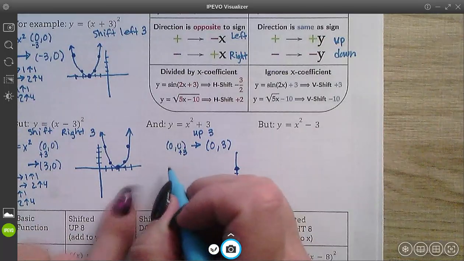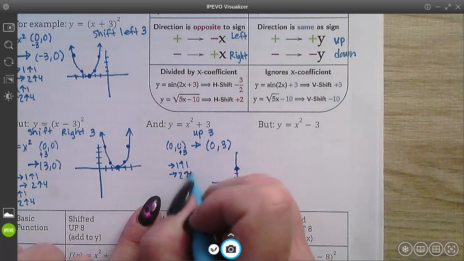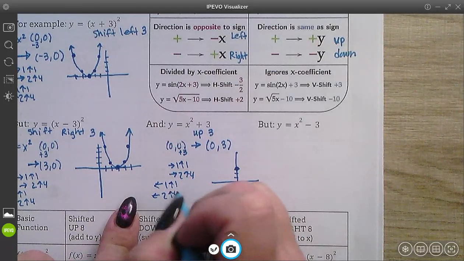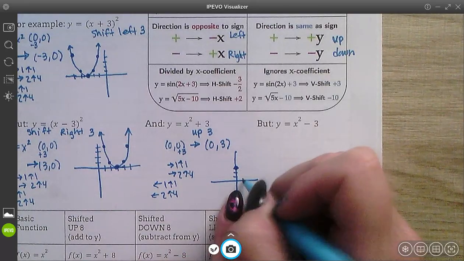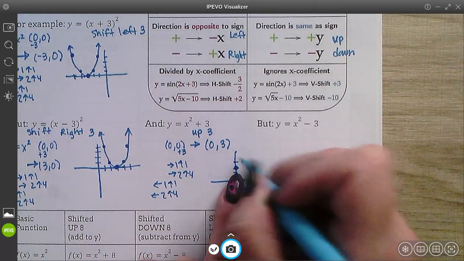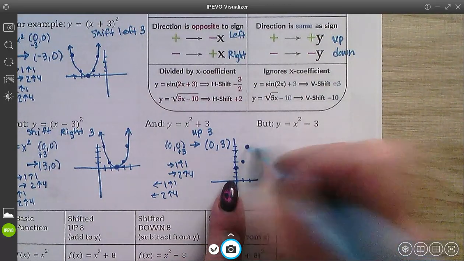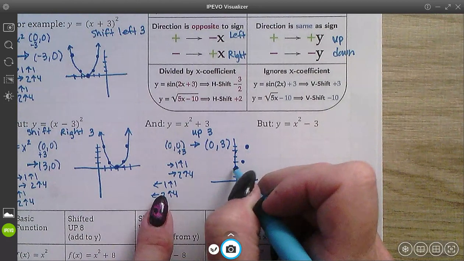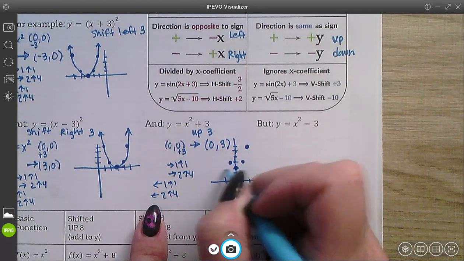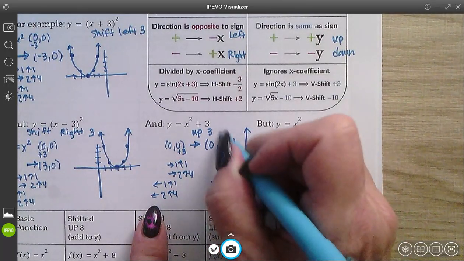And then follow the normal pattern. Right 1, up 1, right 2, up 4, left 1, up 1, left 2, up 4. So from the start point, go right 1, up 1. Back to the start point, go right 2, up 4. Back to the start point, left 1, up 1. Back to the start point, left 2, up 4. And that's what my new graph looks like.